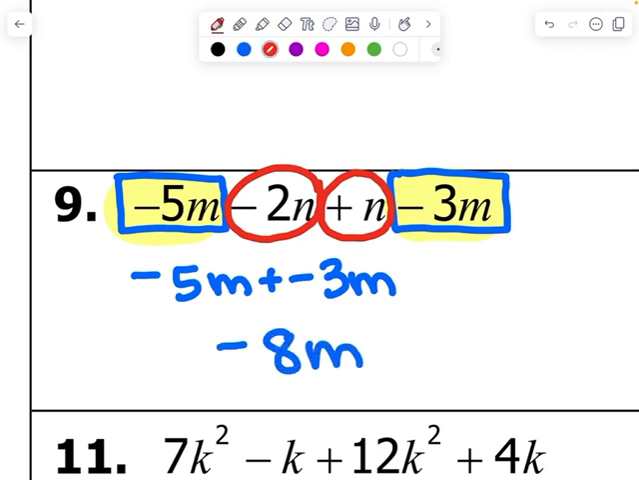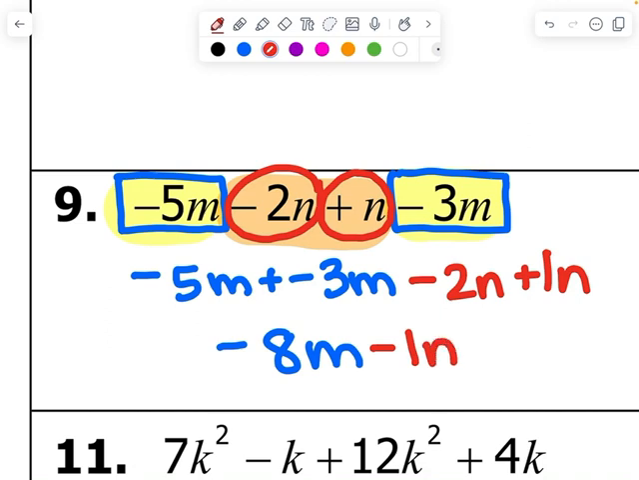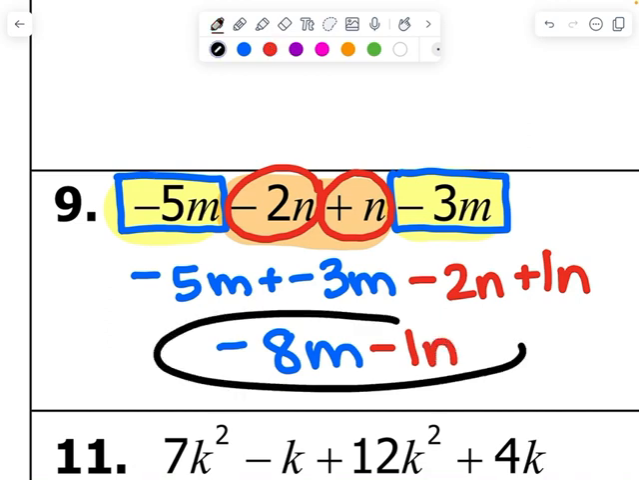We then also have these n terms right here. So we have minus 2n plus n. Well, how many n's? 1 n. Even though there's not that number, we know that's 1. So we're going to get negative 2n plus 1n would give us minus 1n. Now, you don't have to write the 1. It's not necessary, but here would be your answer right there: negative 8m minus 1n.